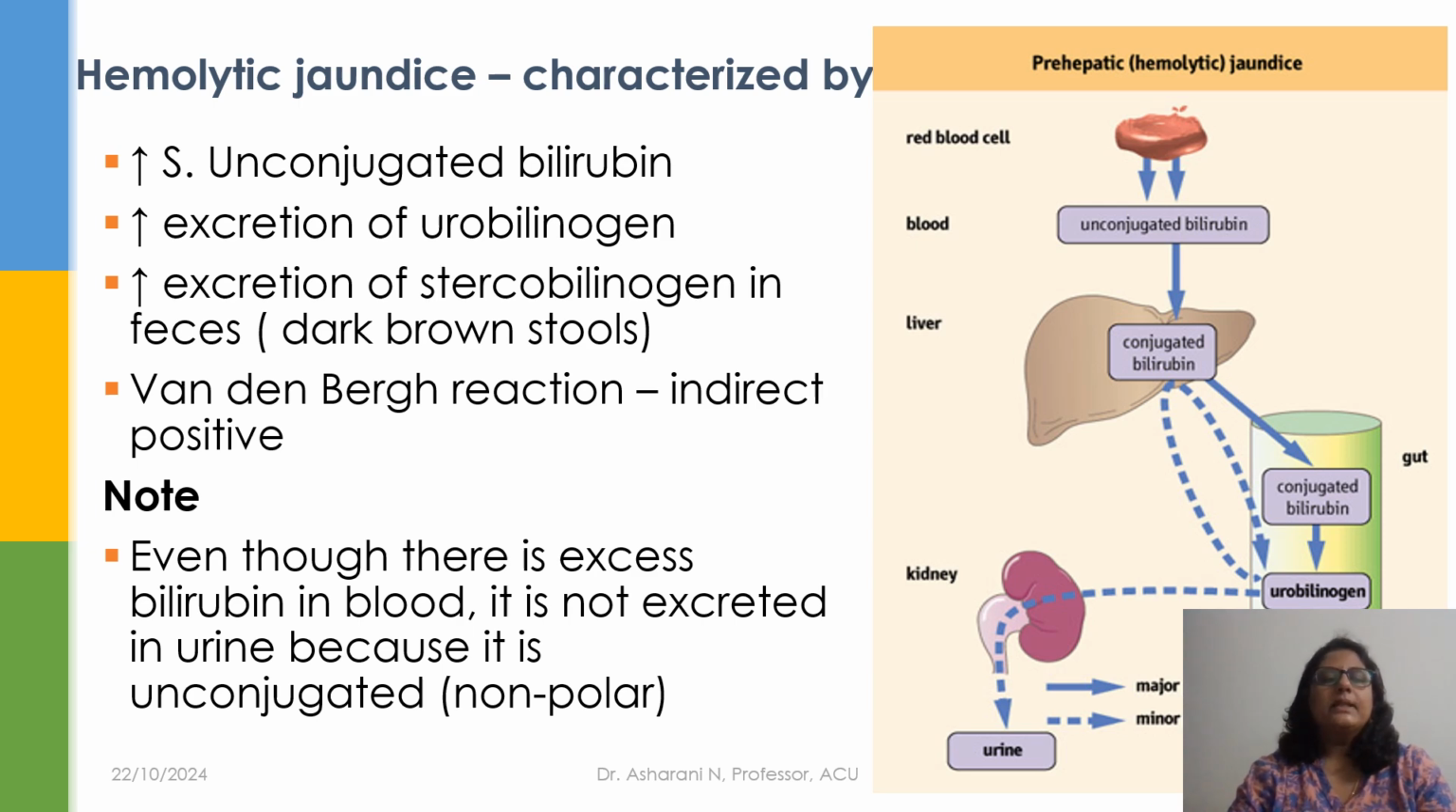Even though there is increased bilirubin in blood, it is not excreted in urine because the type of bilirubin elevated is unconjugated, that is sparingly soluble or insoluble in water. That's why we don't get bilirubin in urine in prehepatic or hemolytic jaundice. But the stool color will be very dark due to urobilinogen and stercobilinogen.